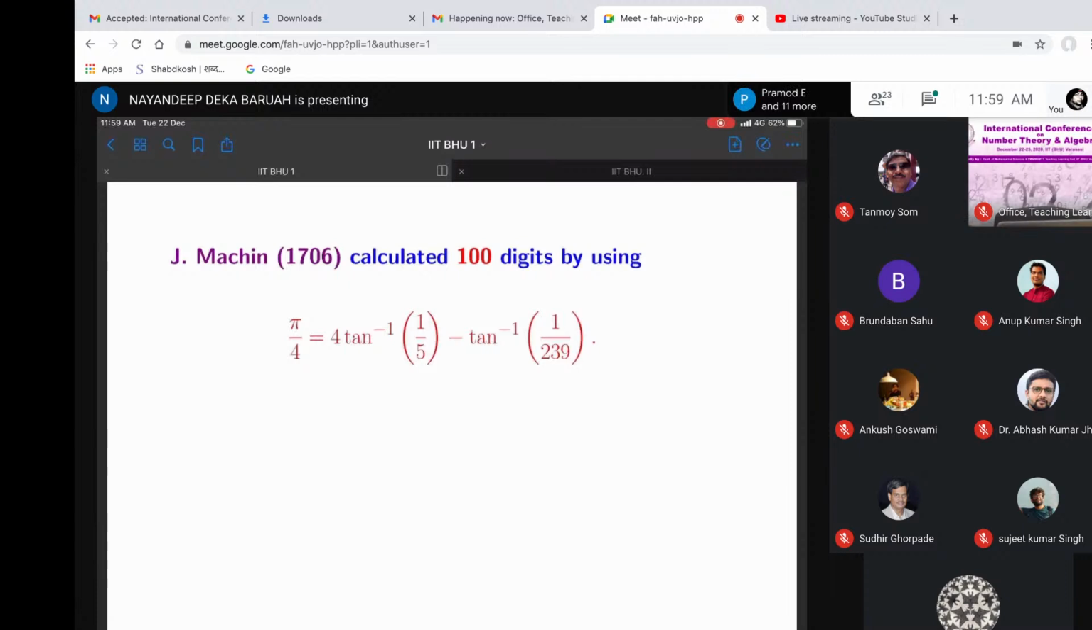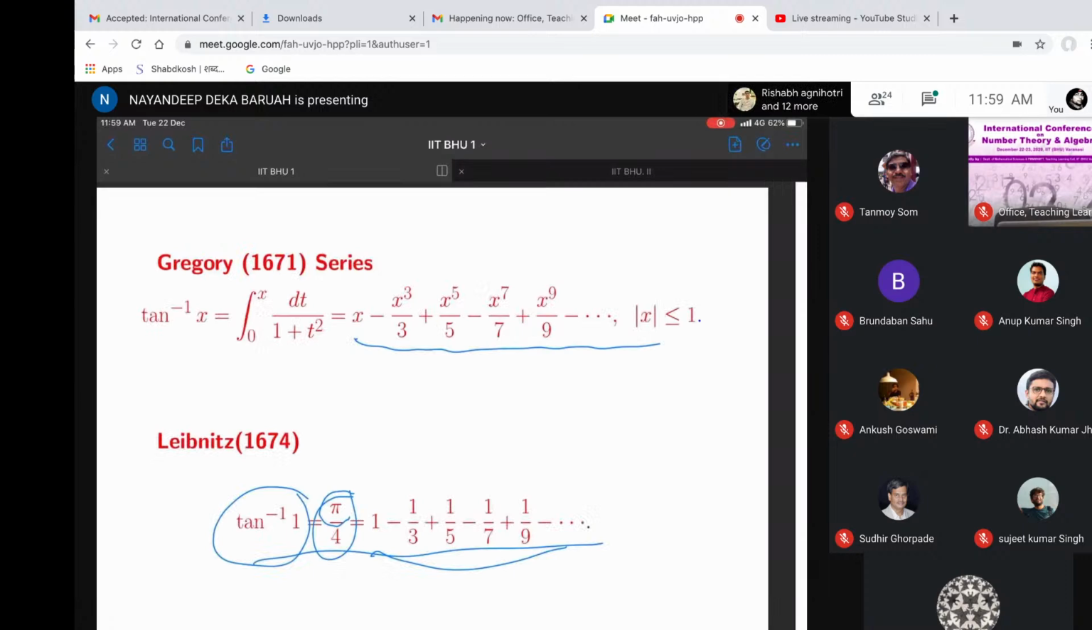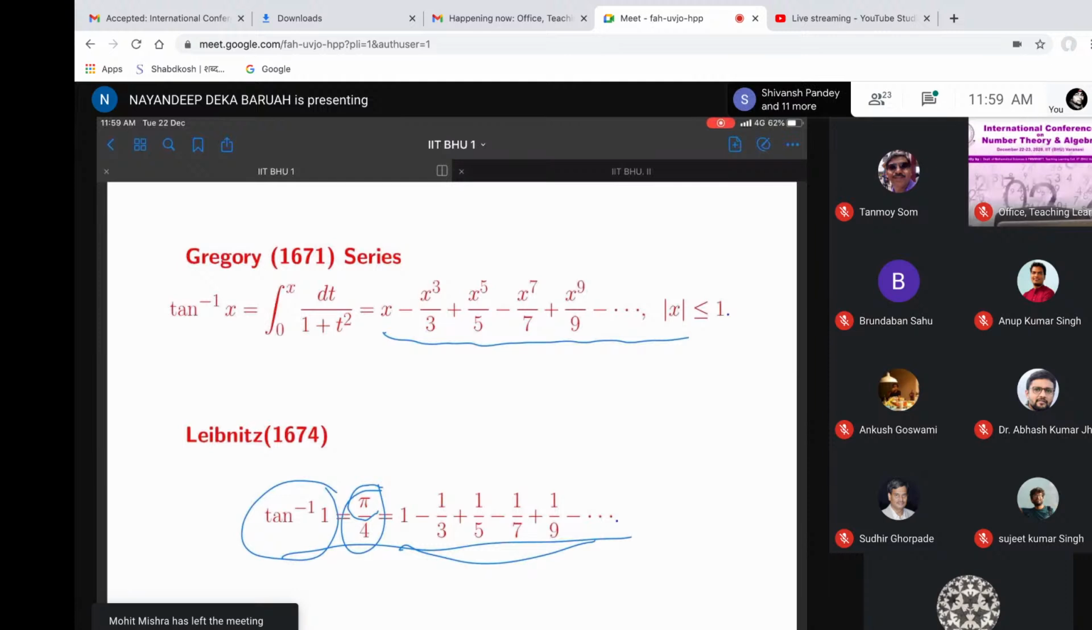And interestingly, this Leibniz series was also known to the 14th and 15th century Indian mathematicians. It was discovered by Madhava, so almost 200 years earlier. Okay. All right.